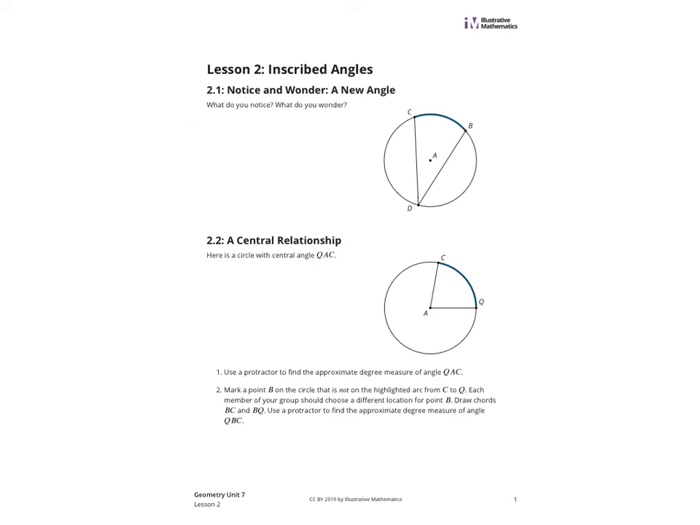Hi Math 2, this is Unit 7, Lesson 2 about inscribed angles. And our first diagram in 2.1 is showing us a picture of an inscribed angle. Its vertex D is on the circle. So an inscribed angle has its vertex on the circle.